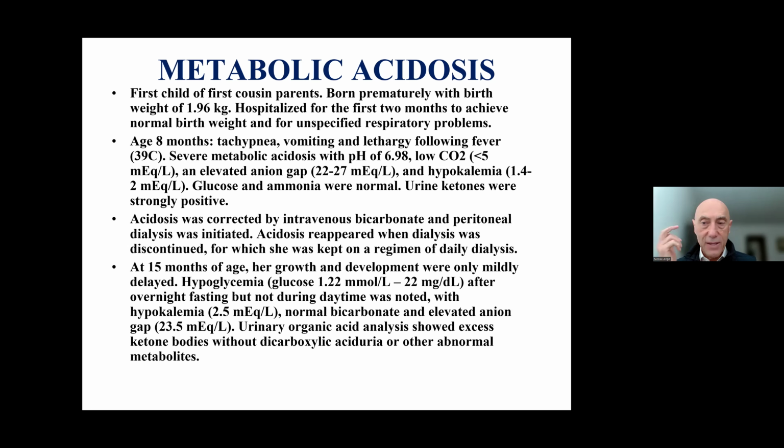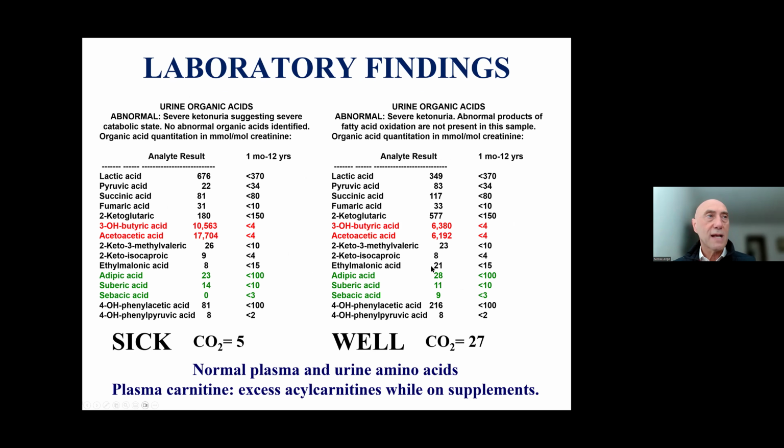The child was doing relatively well with normal mentality, but when I saw this child, I didn't know what the child had. But when we looked at the urine organic acid, we saw the following. On this slide, you can see the urine organic acid when the child was fed. There was elevation of 3-hydroxybutyric acid and acetoacetic acid. The normal is less than 4. It was 6,000. And adipic, suberic, and sebacic were totally normal. What happened when the child had severe metabolic acidosis? The ketones were even higher. Still, adipic, suberic, and sebacic were totally normal. This was the only indication that something was wrong with this kid that had to do with metabolic acidosis.